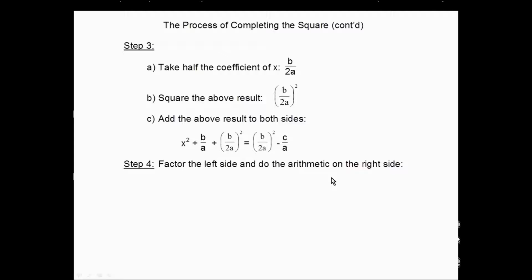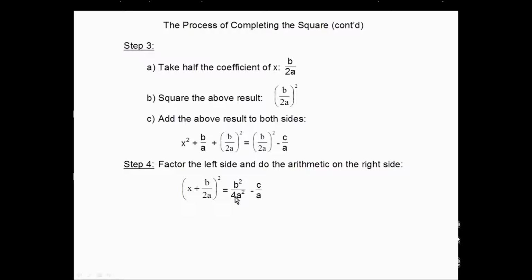Okay, step 4, factor the left side and do the arithmetic on the right side. What we have done is we have made the left-hand side a perfect square. Remember, to factor a perfect square, the way it factors is the square root of the first term, the sign of the middle, the square root of the last term. Okay, for this one, I start by squaring the b over 2a. That gives me b squared over 4a squared. So there, I factored the left-hand side. Remember, square root of the first, sign of the middle, square root of the last.